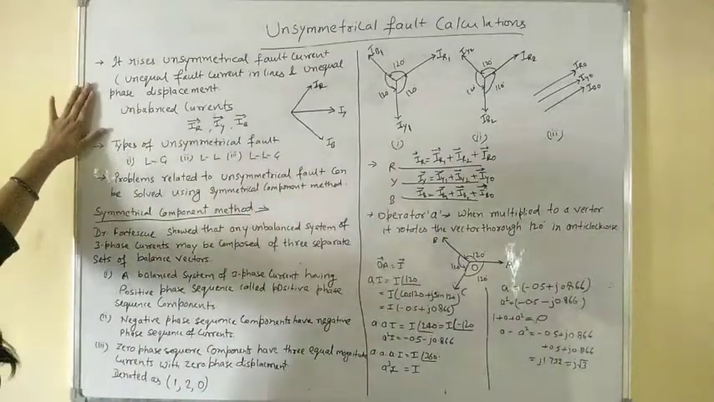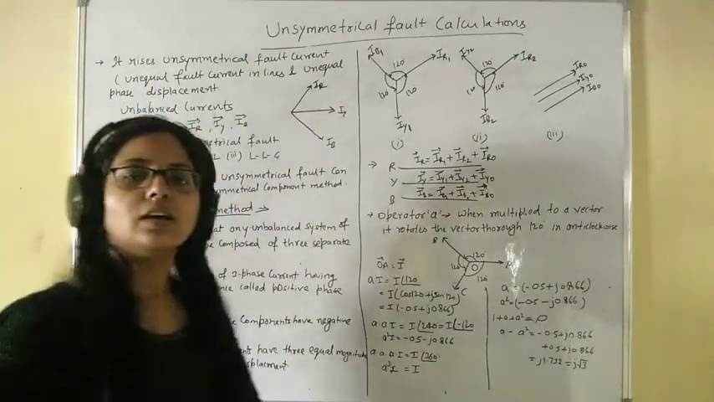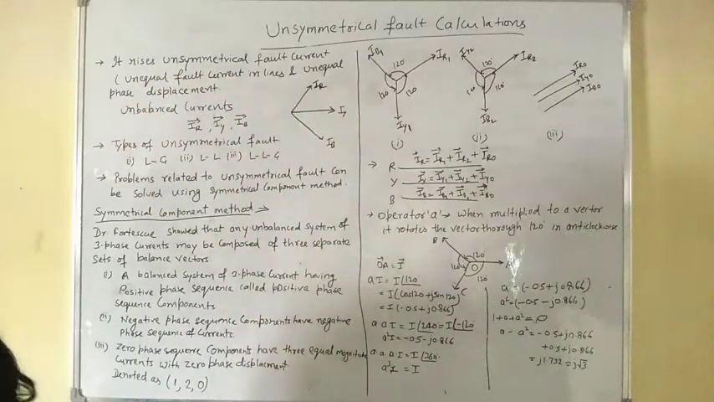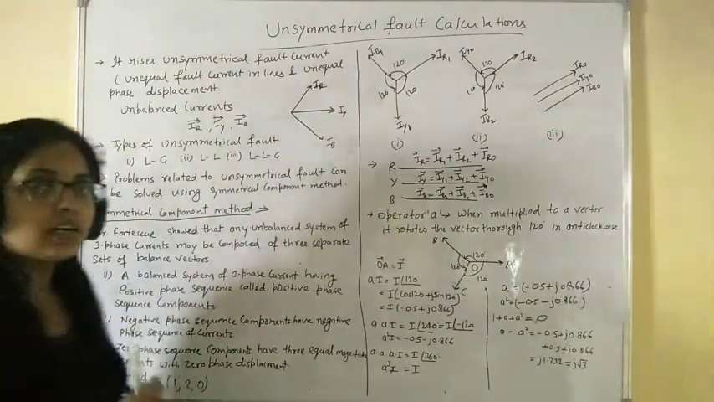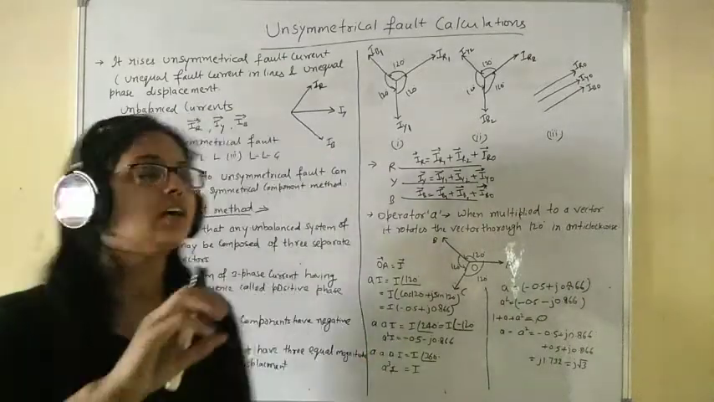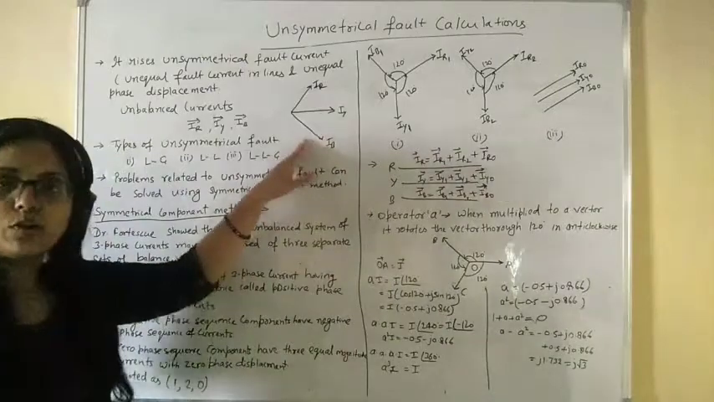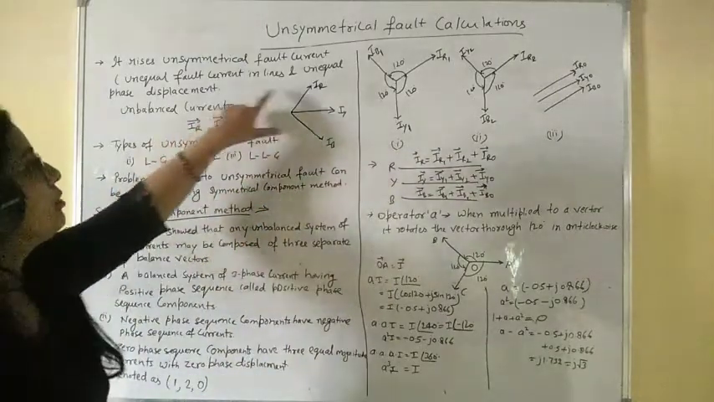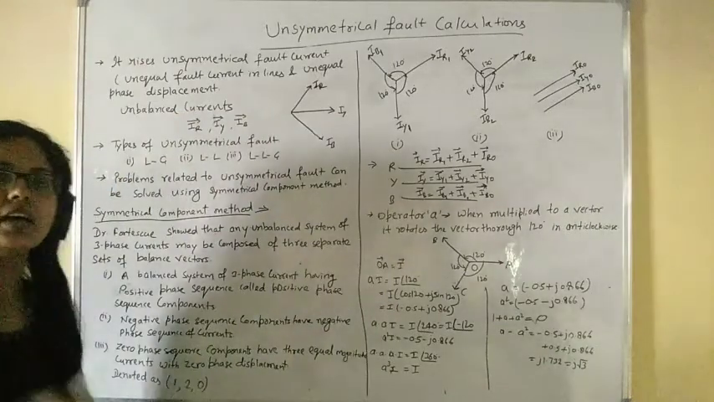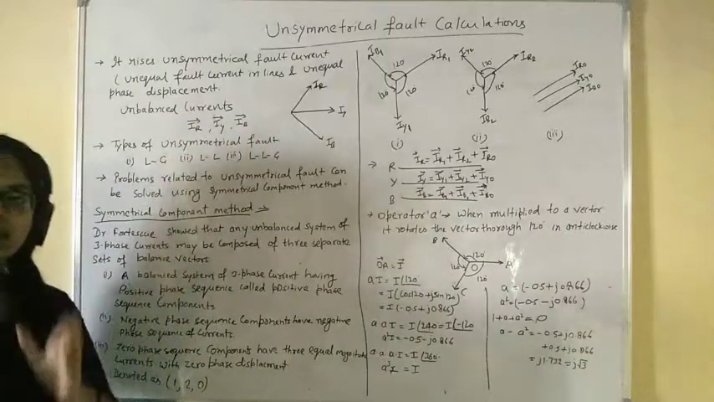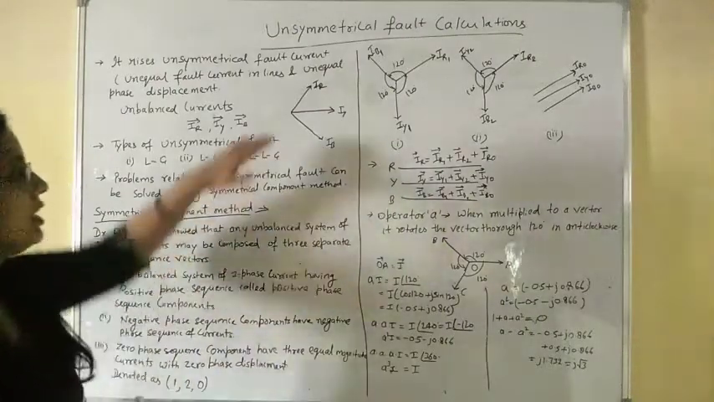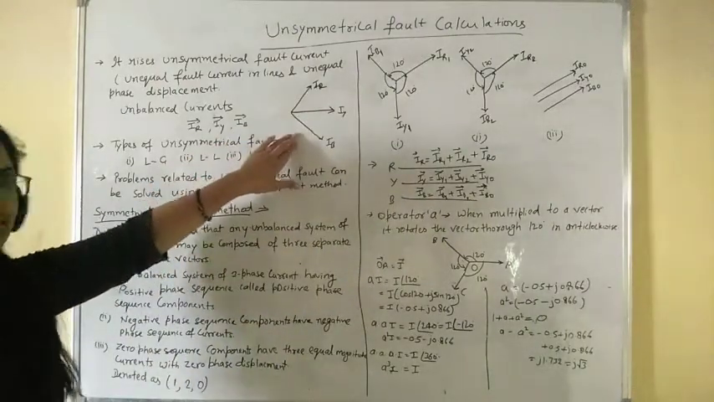So here in unsymmetrical fault, it basically raises unsymmetrical fault current. Unsymmetrical fault currents means what? They have three different magnitudes of currents with different phase displacements. But what was in symmetrical? It was equal magnitude of current and same phase displacement. But here in this case it is different.